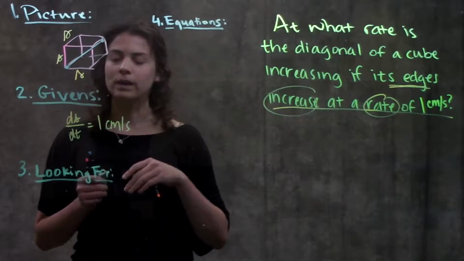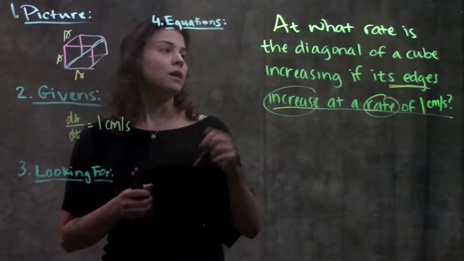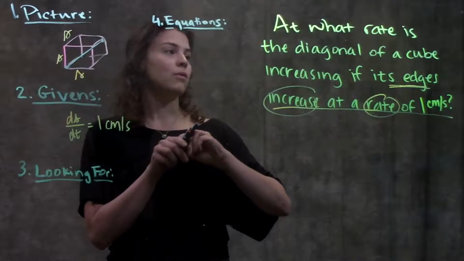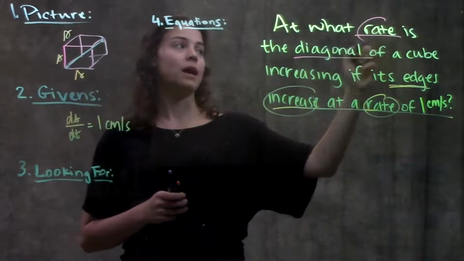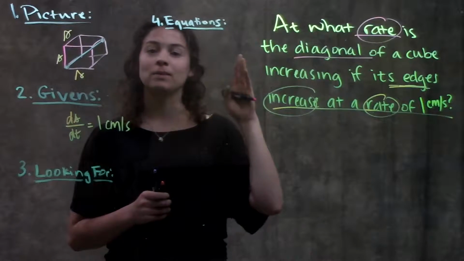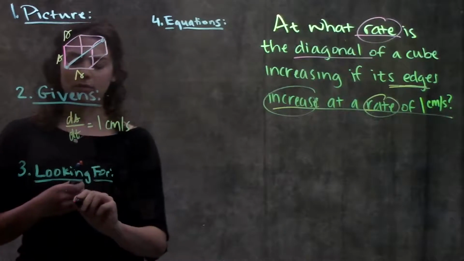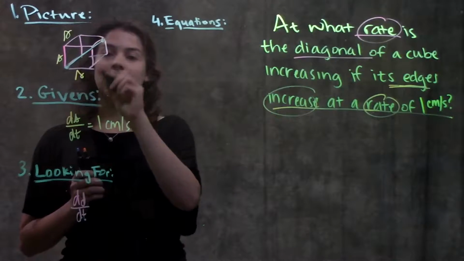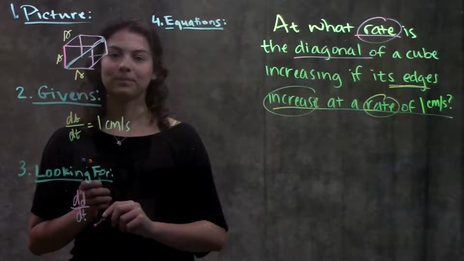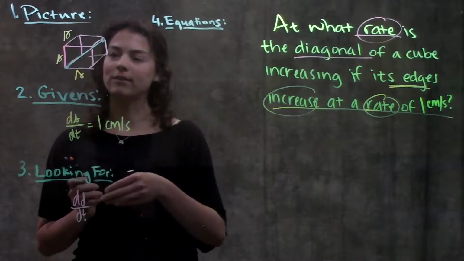All right, step 3, write down what I'm looking for. They're asking for at what rate is the diagonal of the cube increasing. Remember, I see that word rate again. Rate makes me think derivative. They're looking for dD over dt. At what rate is this diagonal increasing with respect to time? All right, so I have all my givens written down.